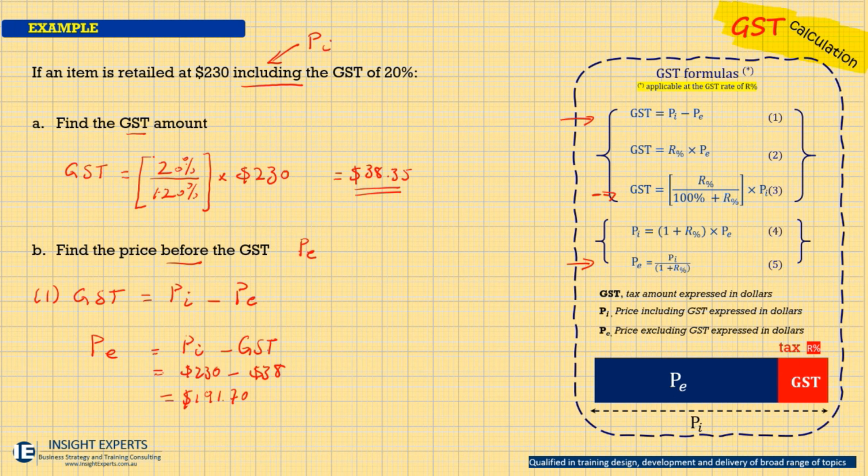Now let's use formula number 5 as well. From formula number 5, PE equals PI over 1 plus the tax rate. In this case, we have PI and the tax rate is 20%. If you do the calculation, you'll end up with the same answer, $191.70.